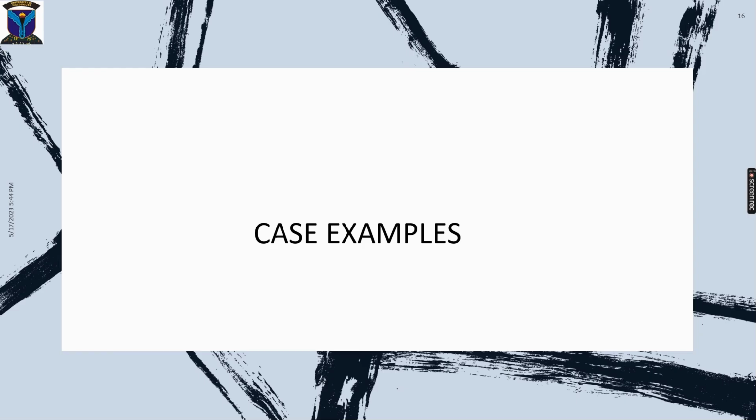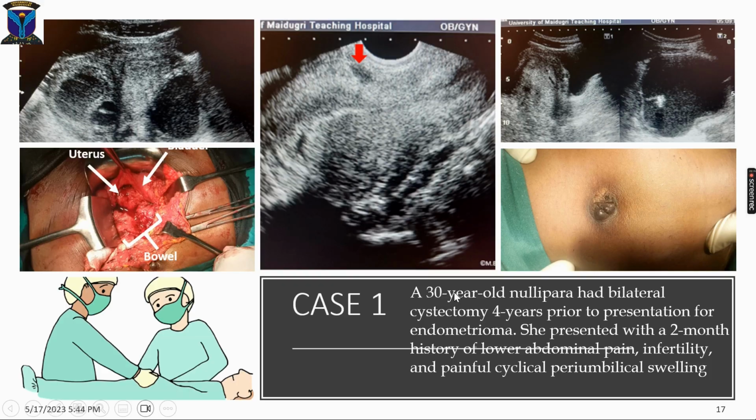So let's look at a few case examples. This was a 30-year-old nulliparous woman who had bilateral cystectomy 4 years prior to presentation for endometrioma. She now presented with a 2-month history of lower abdominal pain, infertility, and painful cyclical periumbilical swelling. So, note the unilocular cyst in a premenopausal woman with ground glass content. So this was a case of endometrioma.